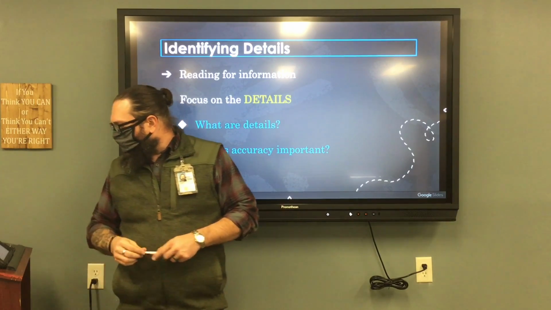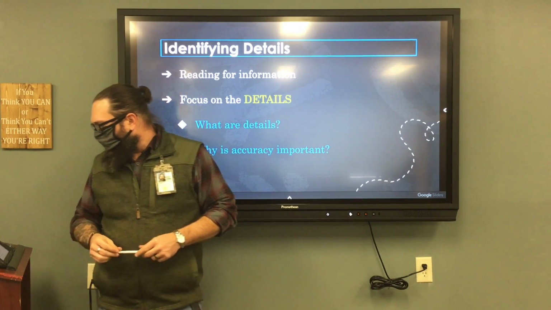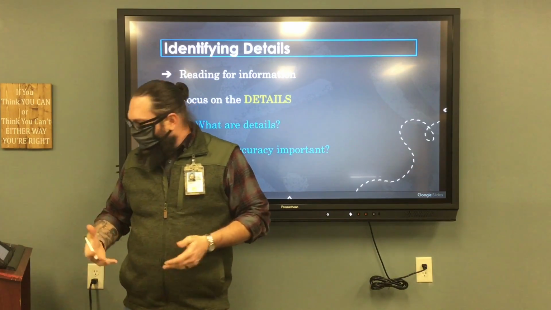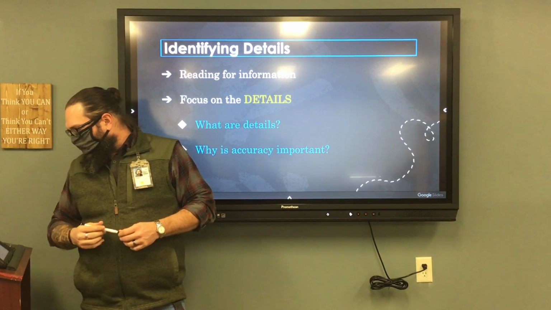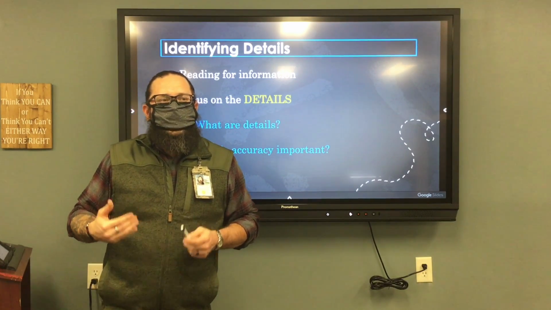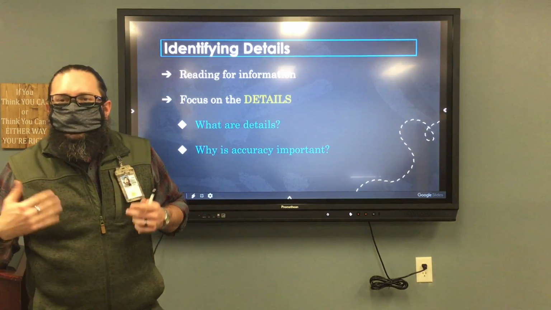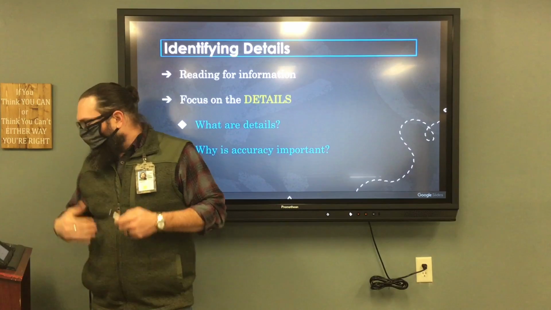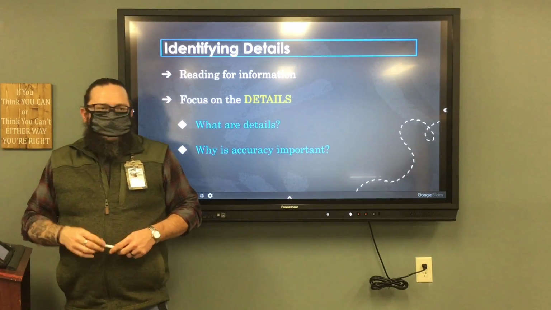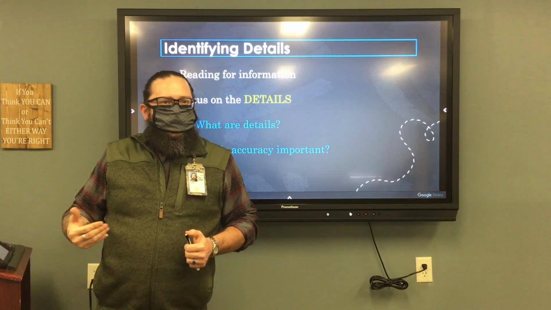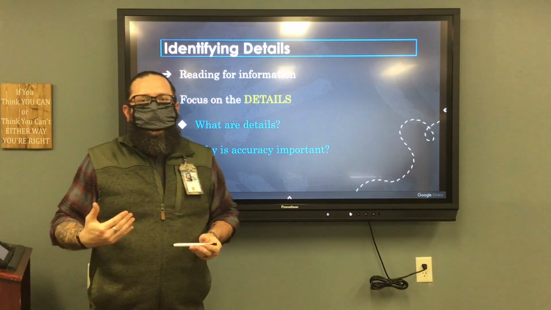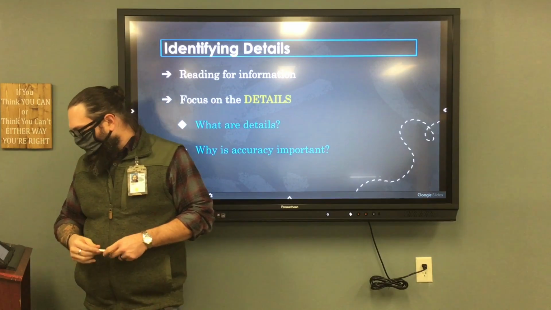So details are important pieces of information that are used to identify and support claims and ideas in a text. These details are what actually give the text meaning. It is the foundation of reading comprehension. Typically, you know that it's a detail when it answers questions such as who, what, when, where, and why.